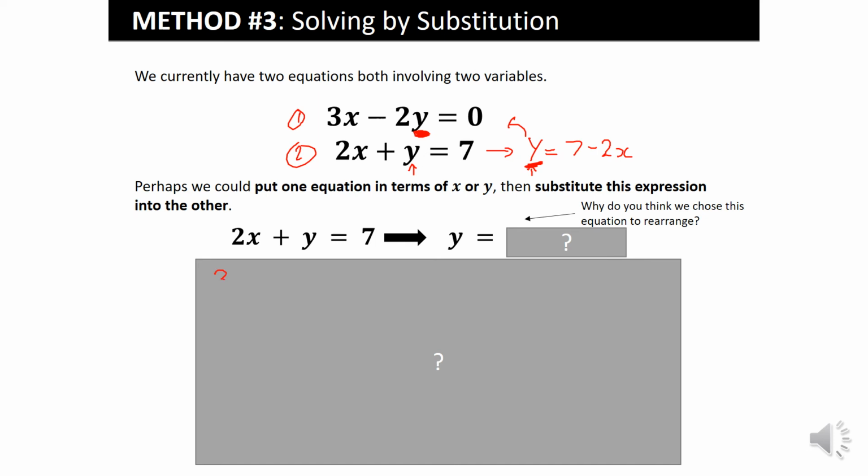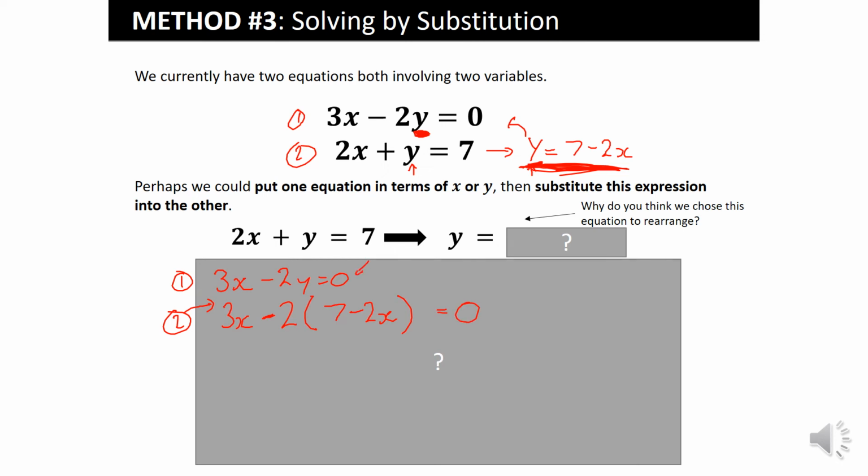So if we've got 3x minus 2y equals 0, that is equation 1, I can then substitute in equation 2, which I've got here, wherever there's a y. So 3x, that stays the same, minus, and it's 2y, so it's 2 lots of 7 minus 2x. So I'm substituting in my value of y here, and that equals 0 from here.